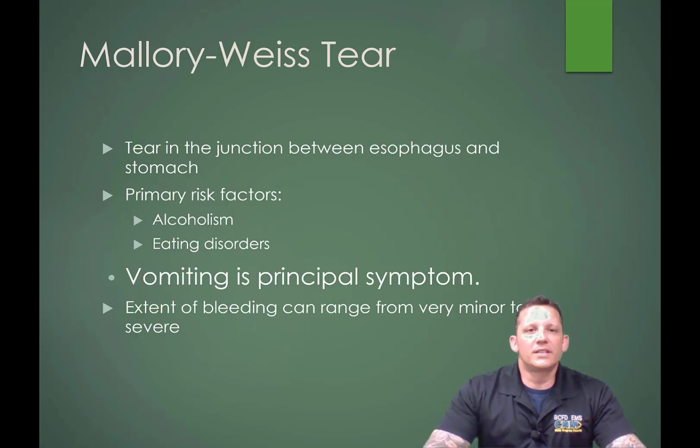Continuing on with the stomach and the esophagus, we're going to talk about a Mallory-Weiss tear, and that's a tear in the junction between the esophagus and the stomach. The primary risk factors for this are alcoholism or eating disorders. And that's because we're allowing erosion of that tissue there, right? So when we're saying eating disorders, we're talking about bulimics or persons who tend to vomit up lots of food. The alcoholism obviously has its own effects on the GI tract. The vomiting is a principal symptom, and we can have bleeding that is either very minor or really severe.